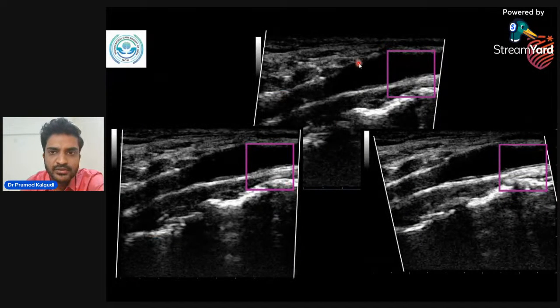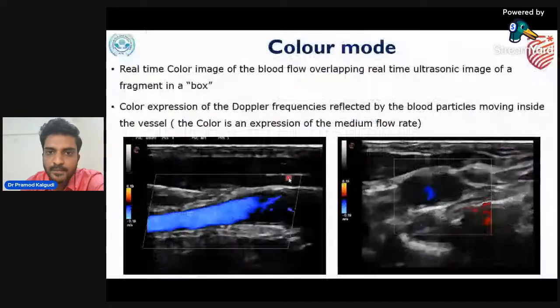This is one more example. You can see the arterial wall here, and you can see how it changes with steering to the left, steering to the right, and keeping it neutral.